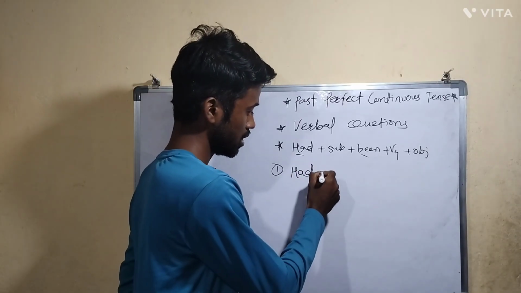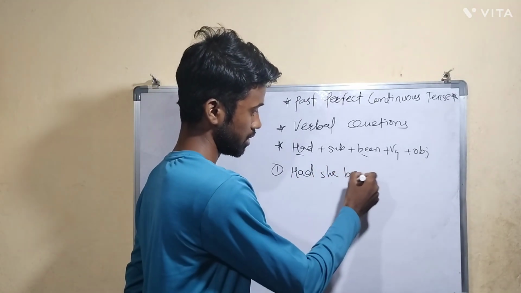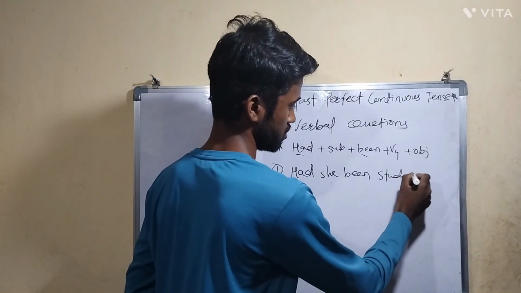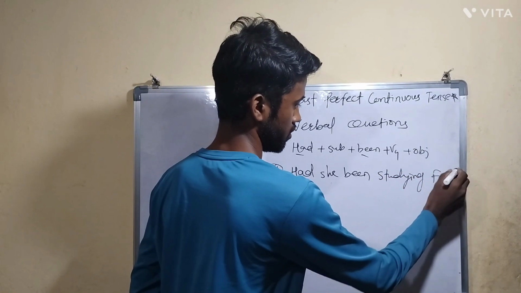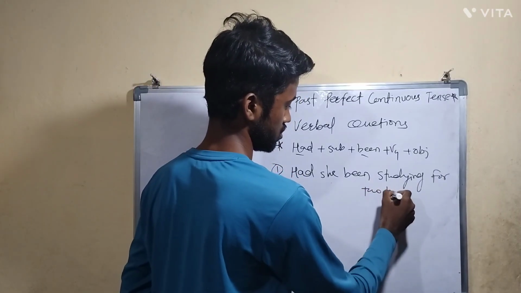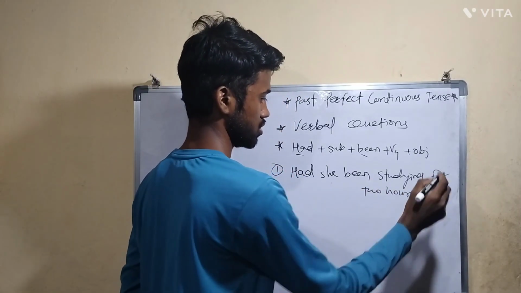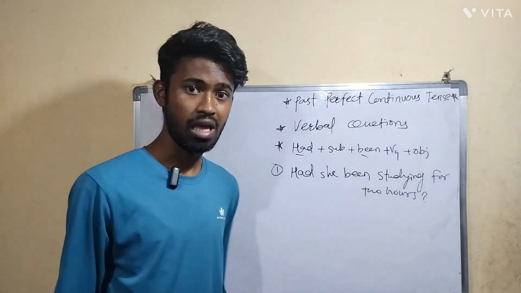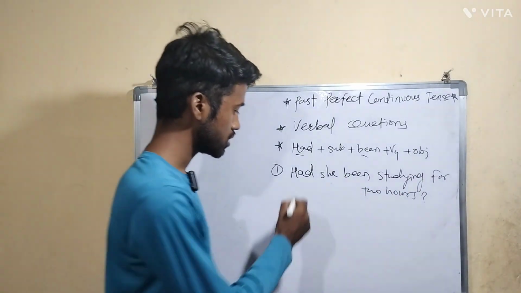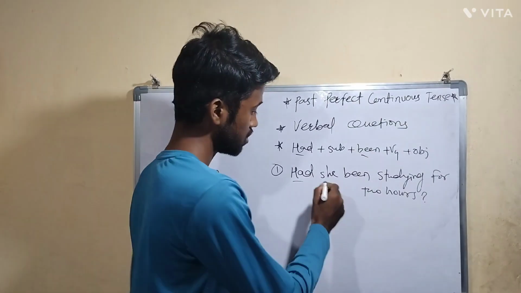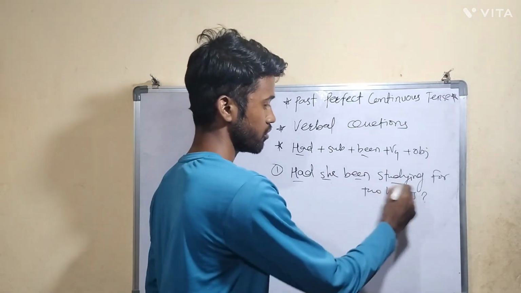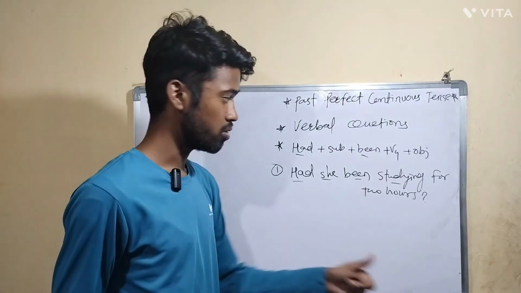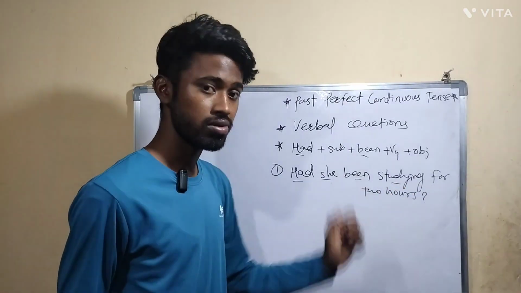So here let's see one example. Had she been studying for 2 hours? This is a question mark because this is a question, right? Had she been studying for 2 hours? Now see, this is had, first. After that the subject, after that been, after that the fourth form of verb, and the remaining part is the object. So this is the structure you have to follow. What is the example? Had she been studying for 2 hours?